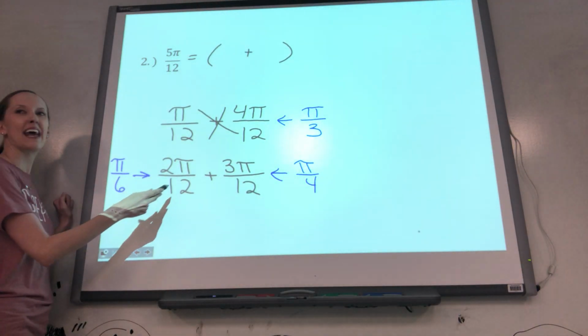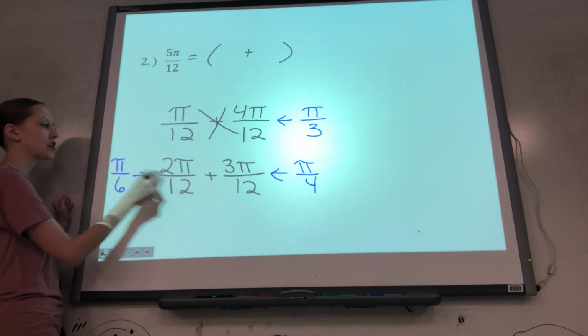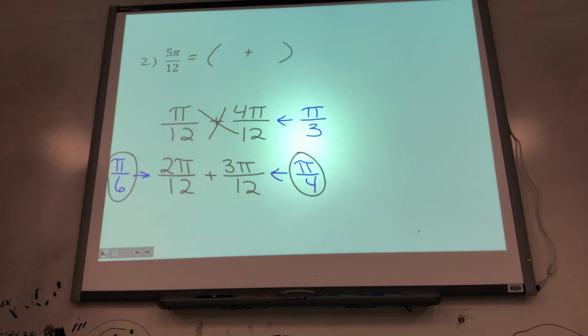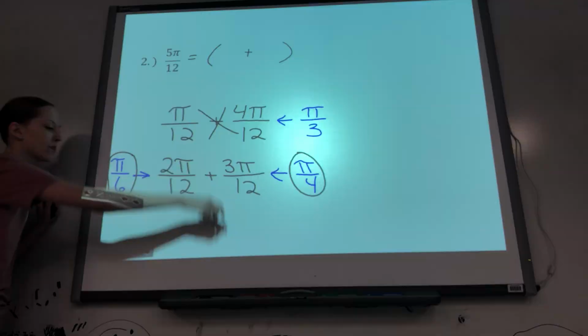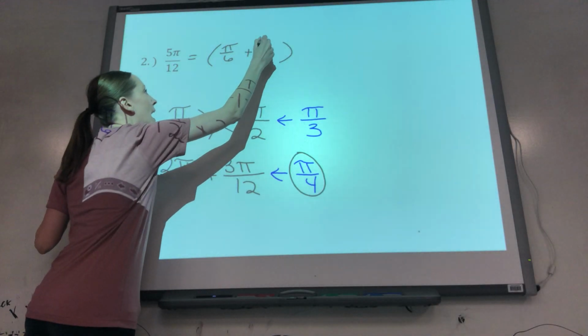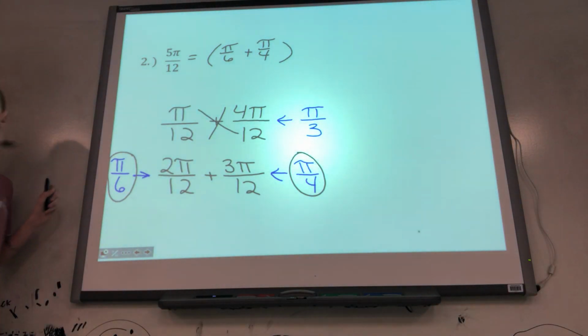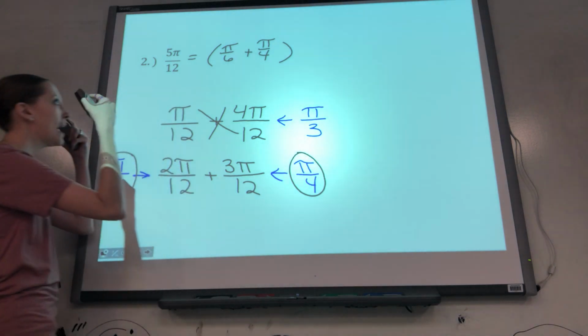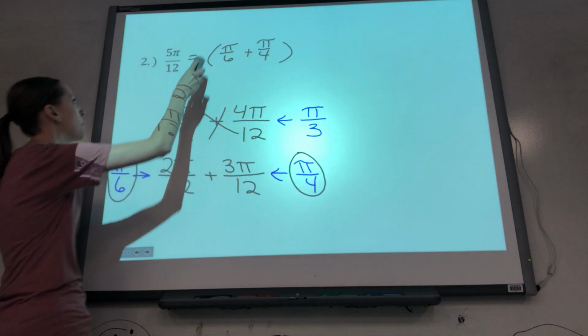So this is, and I'm not going to use these fractions. I'm going to use the ones that have been reduced, we always want to reduce, of course. So I'm going to say 5 pi over 12 equals pi over 6 plus pi over 4. That is how my brain works on this problem.